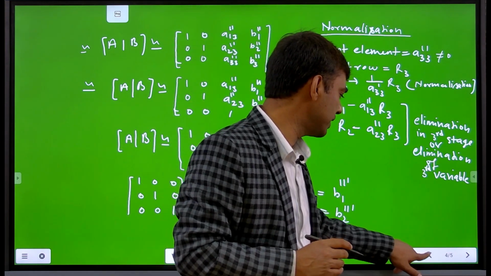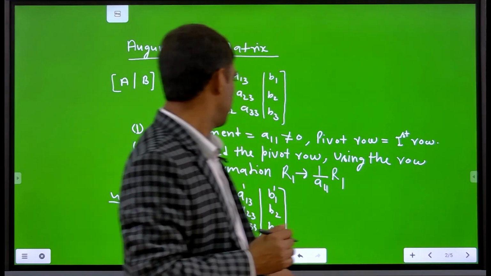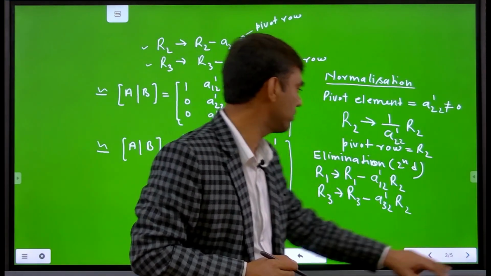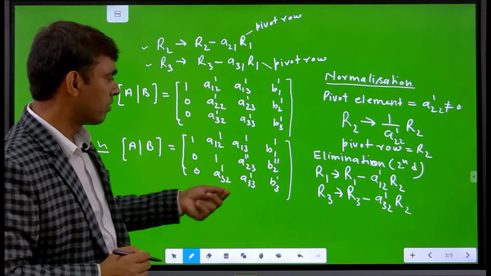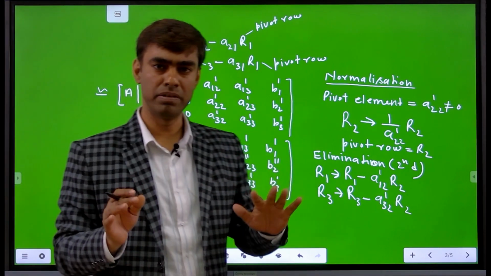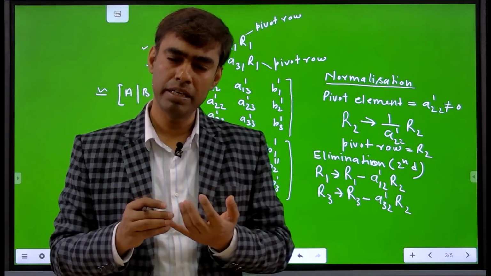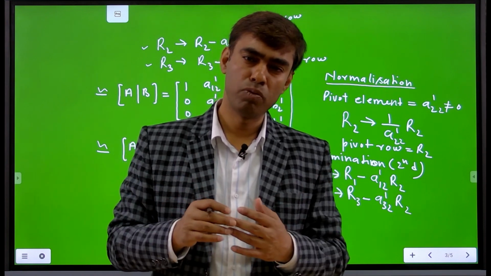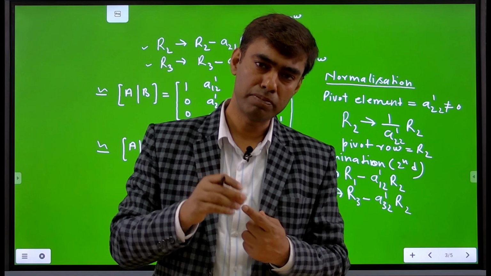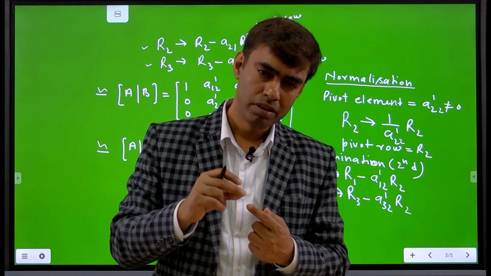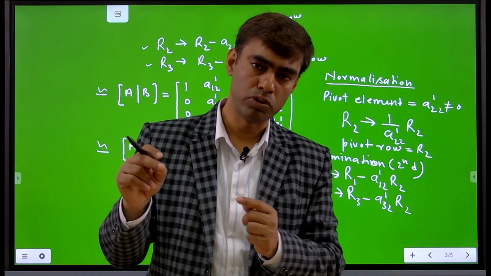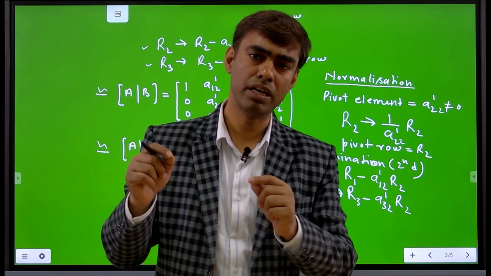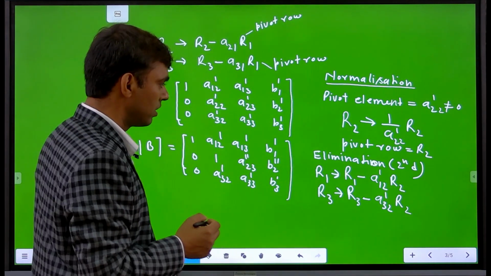How do we perform the elimination? For the elimination, always remember we multiply or divide only in the pivot row. We subtract the other row by the pivot row, and we only multiply or divide in the pivot row, not in any other row.